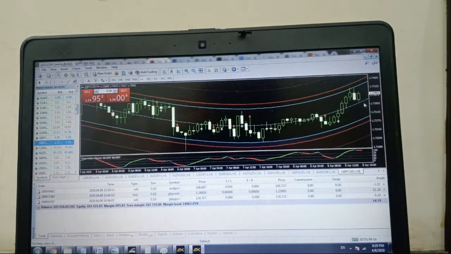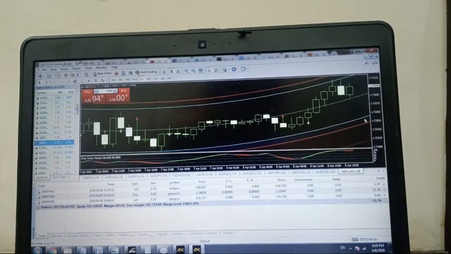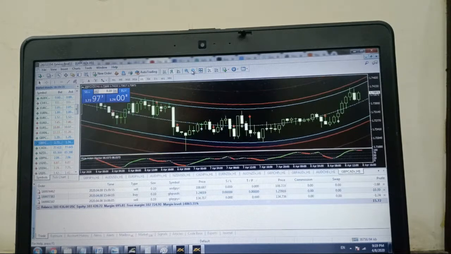So overall, let me tell you this: sometimes this middle dotted line works like a wall. For example, if you throw a tennis ball at the wall, then it reverses back. The same thing happened with Great Britain pound Canadian dollar. I hope I have answered your question. I can't say that it's a mistake, but overall it was just like an inquiry. So I hope you must be clear about it.